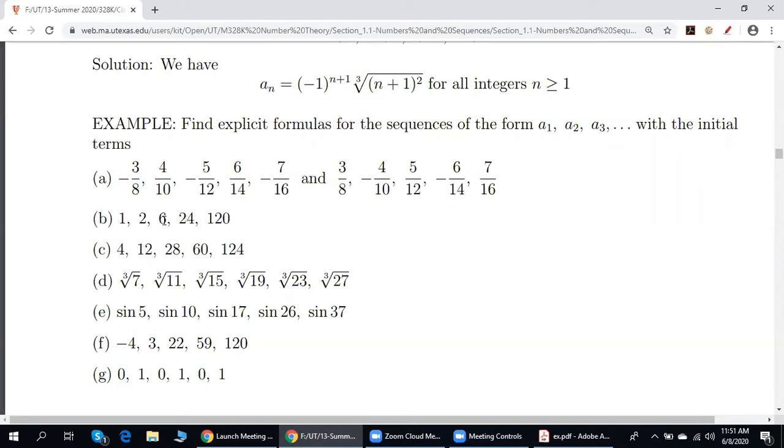24 is 6 times 4. Therefore, 24 is 1 times 2 times 3 times 4. 120 is 24 times 5. Therefore, 120 is 1 times 2 times 3 times 4 times 5. Going back to these two numbers, 2 is 1 times 2, it's 2 factorial. And finally, 1 is 1 factorial.